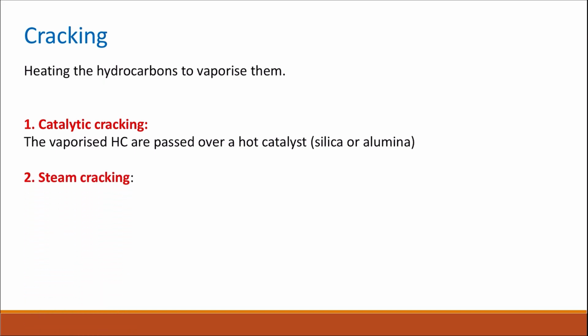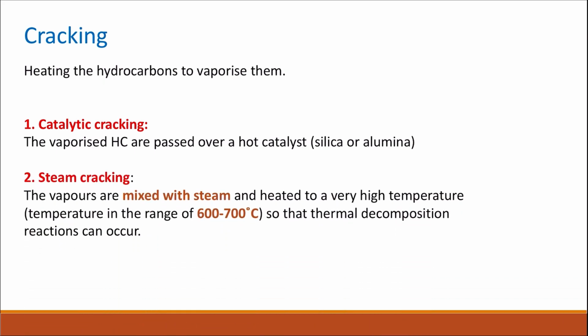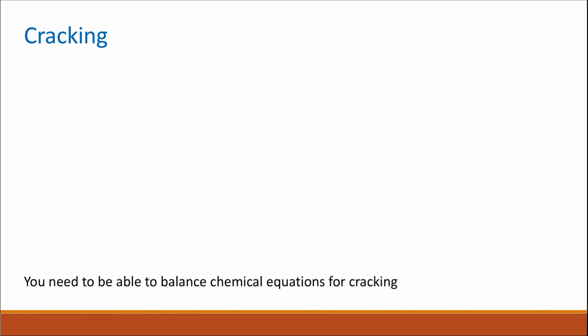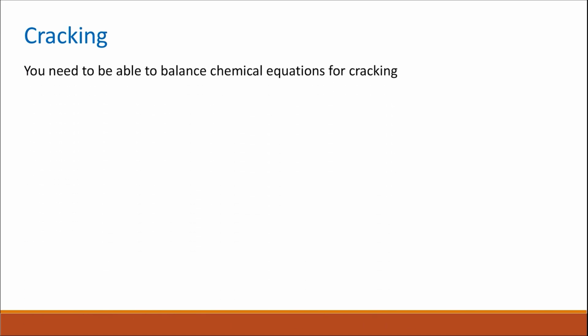The second method of cracking is steam cracking. In steam cracking, the vapors of the hydrocarbons are mixed with steam and then heated to a very high temperature, which could reach 600 to 700 degrees, and this initiates the process of thermal decomposition. So we have either thermal decomposition, which comes from steam cracking, or catalytic decomposition, which comes from catalytic cracking. The products of cracking will be alkenes and alkanes.